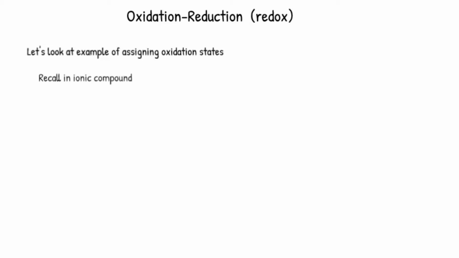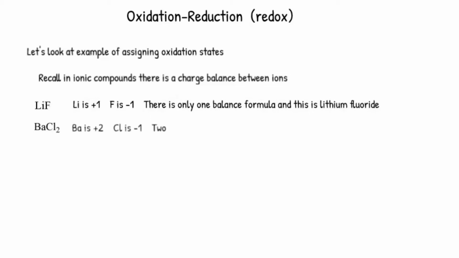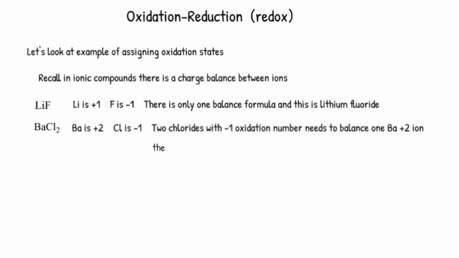Recall, in ionic compounds, there is a charge balance between ions. So for example, LiF, lithium is +1, fluorine is -1. There is only one balanced formula, this is lithium fluoride. BaCl2, Ba is +2 and Cl is -1. Two chlorides with a -1 oxidation number need to balance the barium 2+ ion. There's only one formula, this is barium chloride.